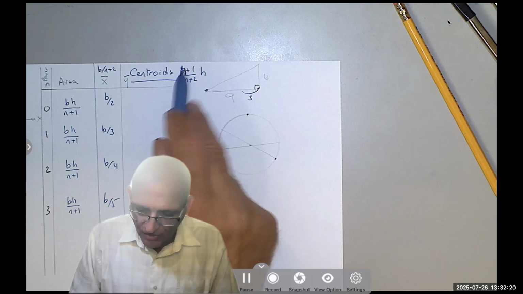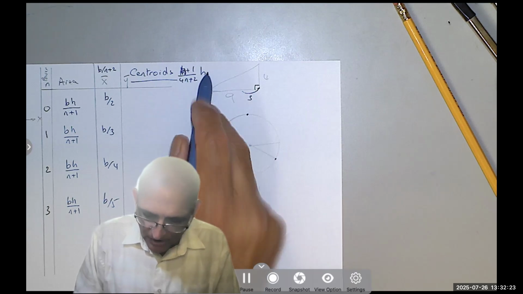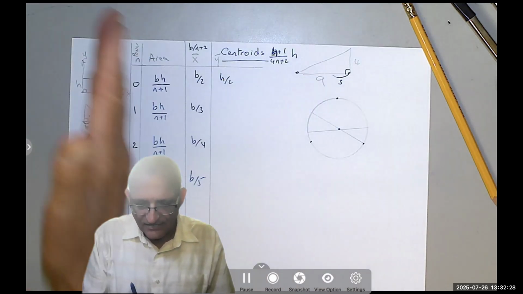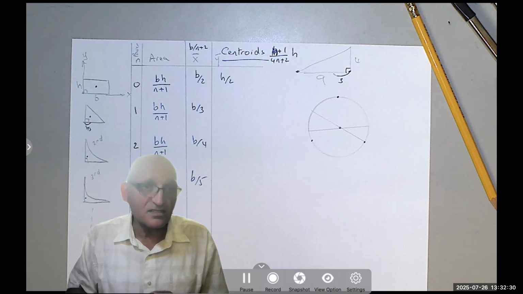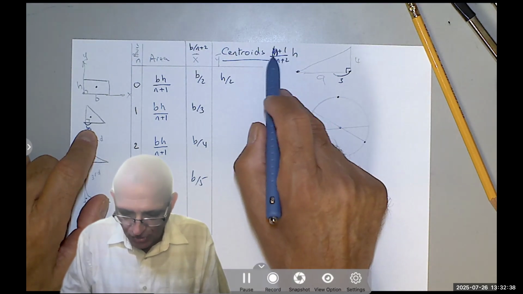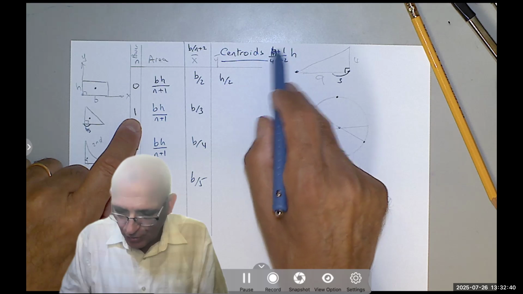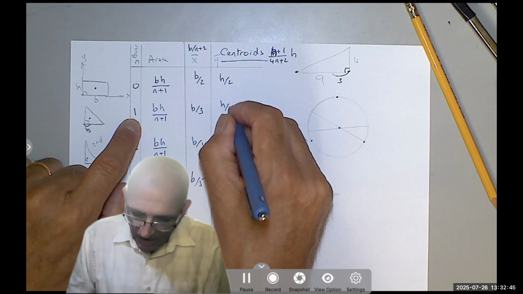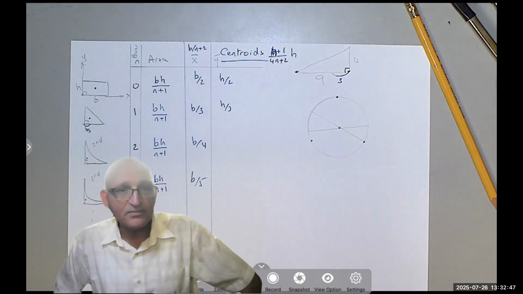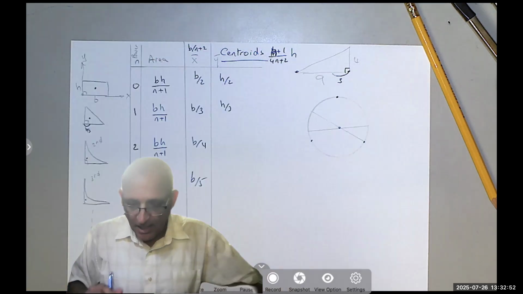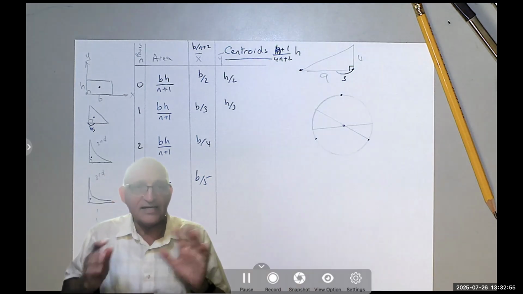So if n is 0, the numerator is 1, the denominator is 2, so you get h over 2, which is the same for a rectangle. It's half the base, half the height, of course, because these are axes of symmetry and they intersect at that point. If it's a triangle, n is 1. So the numerator is 2, and 4 plus 2 is 6. 2 over 6 is 1/3, so h over 3. So for the rectangle and the triangle, it's 1/3 base, 1/3 height, or half base, half height. But once we move higher than that, it becomes different.